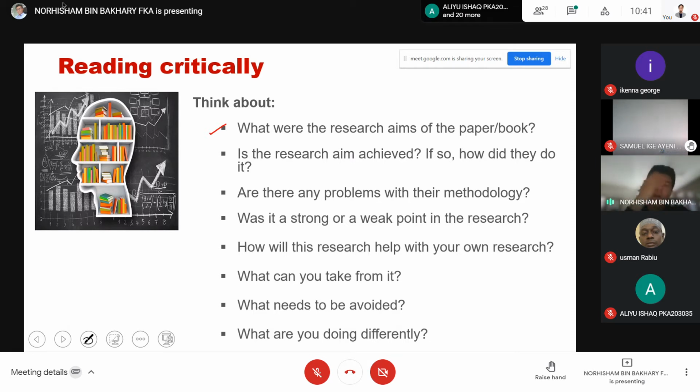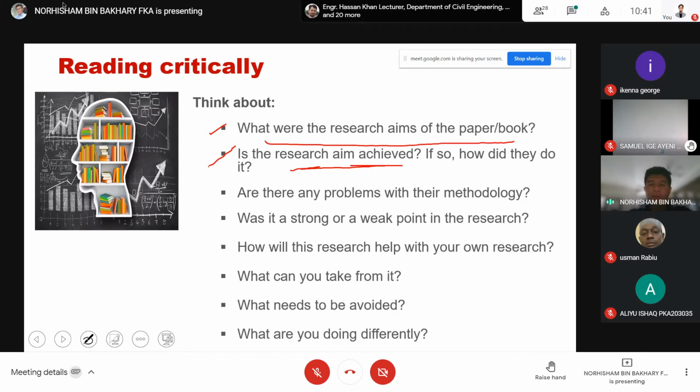Okay, so you have to understand the research aims, and then you have to understand whether the research aim was achieved. Normally you can get these two in the introduction part of the paper. Okay, I will show you in a while.